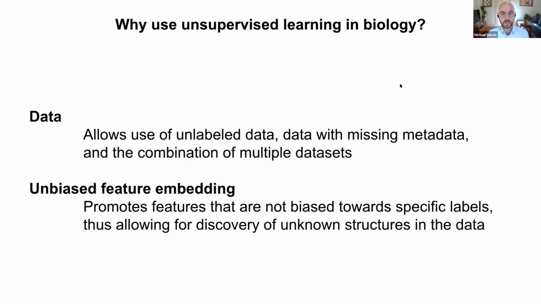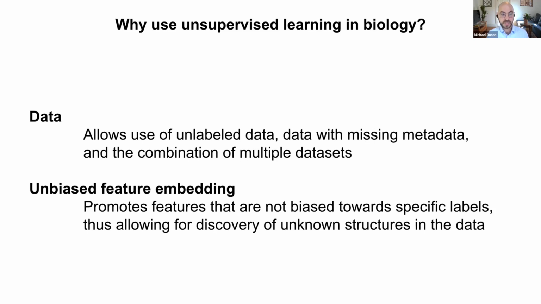So first, why do we want to use unsupervised learning in biology to begin with? We all know the benefits of supervised learning, in which we have the data and we have labels, and we want to learn how to predict those labels from the data that we have. In unsupervised learning, we don't assume that we have any labels. We only have the genes or the images or the time series, the data that we have. So first of all, the obvious benefit is that we can learn features of data without labels, or data with missing metadata, or even combine different data sets that share the same data type.